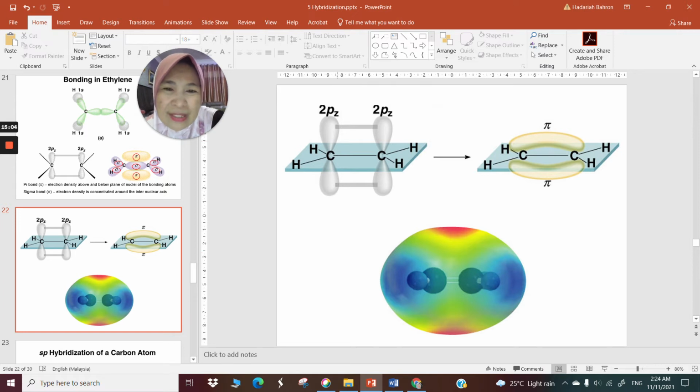And that's how it looks. Again, the representation: you have sigma bonds and you have a pi bond like that, and it is represented through a double bond.